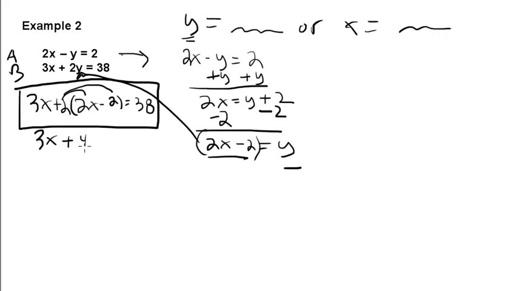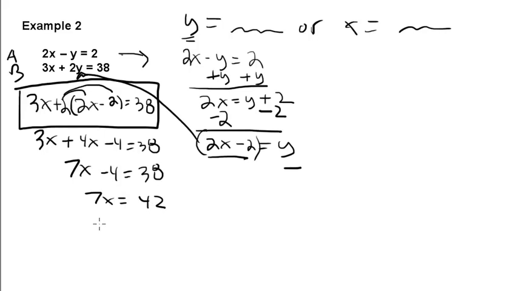2 times 2 is 4x. 2 times negative 2 is minus 4 equals 38. 3x plus 4x is 7x. Minus 4 equals 38. Let's add 4 to both sides, so that we've got 7x equals 42. Divide both sides by 7 to get x equals 6.